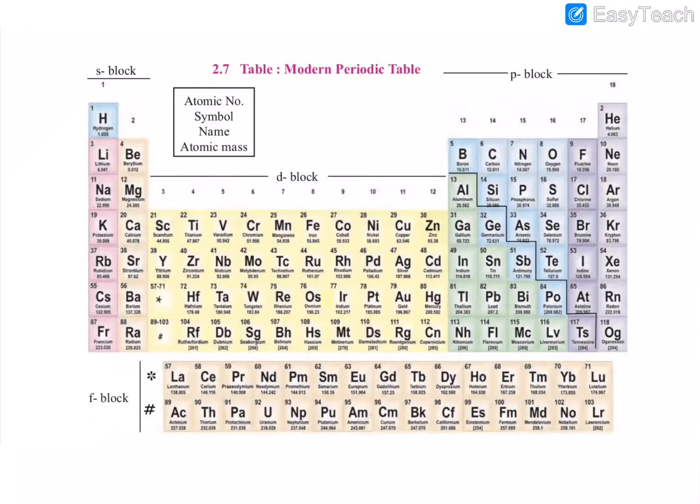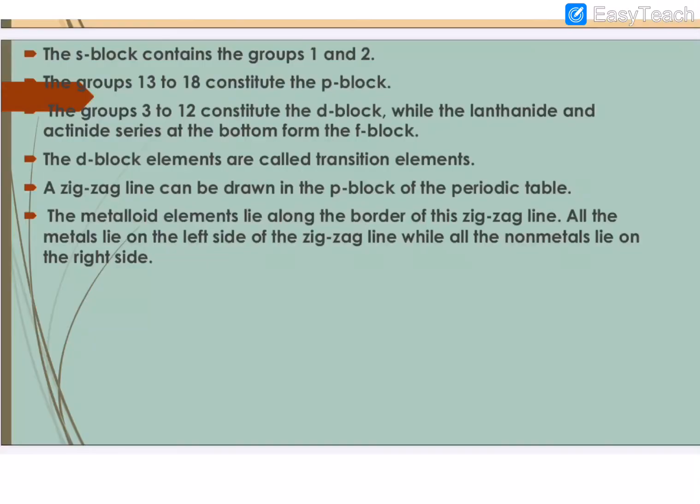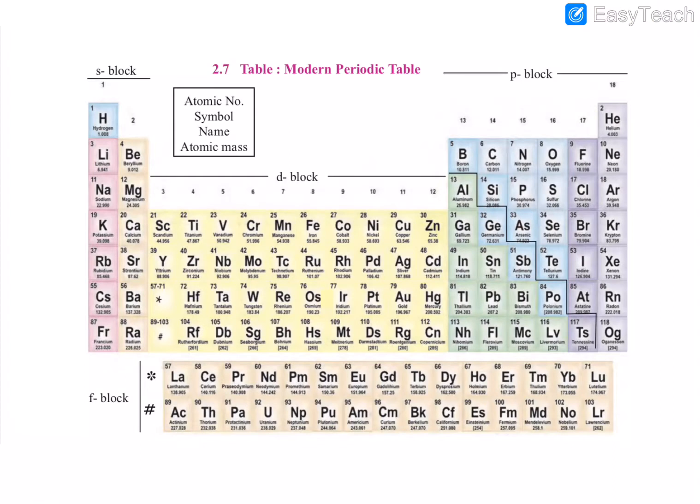So in a particular group, for example the first group, the elements show similarity in their properties. But when we take a particular period, for example period 4, the elements show differences in their properties.